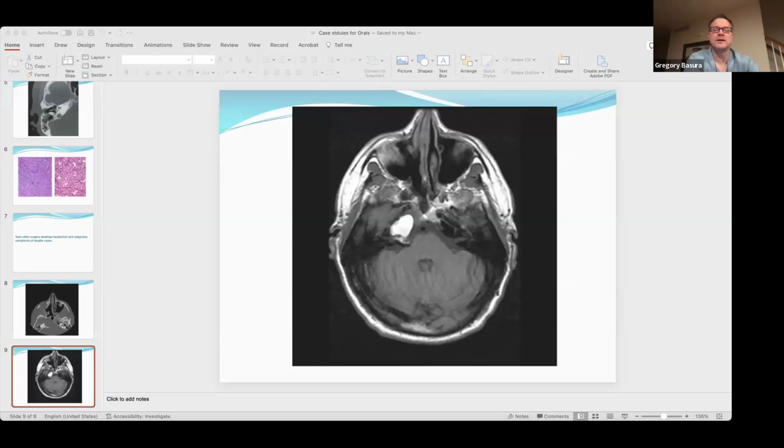Either one of you can answer that. The internal carotid artery and the jugular. So the carotid, right? The carotid artery, and what's posteriorly in the hypotympanum?